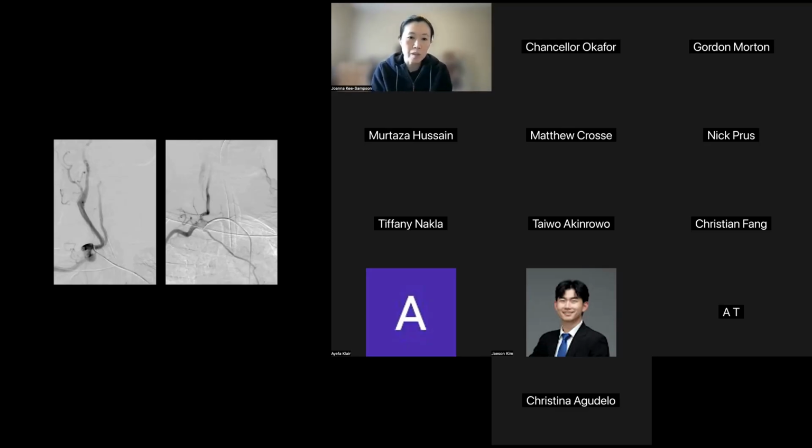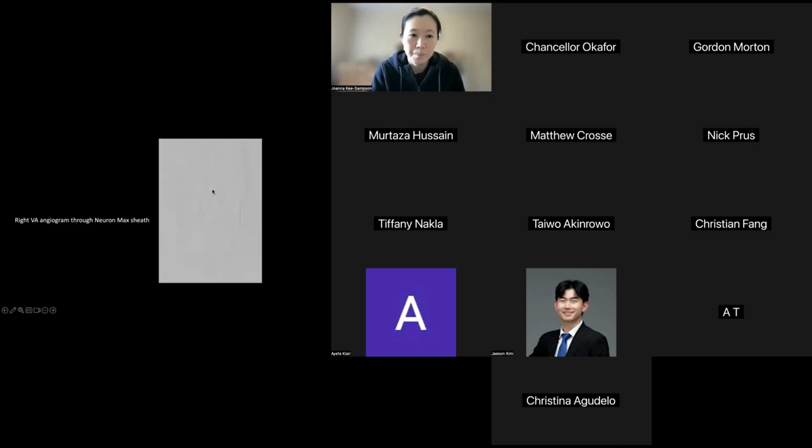So we proceeded to access her right vertebral artery to get up to the basilar artery here. And here's a right vertebral artery angiogram through our sheath.